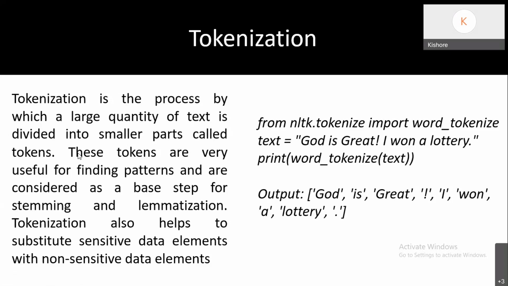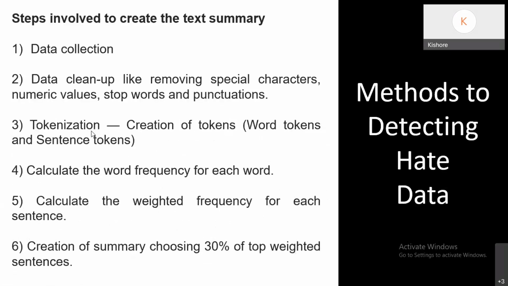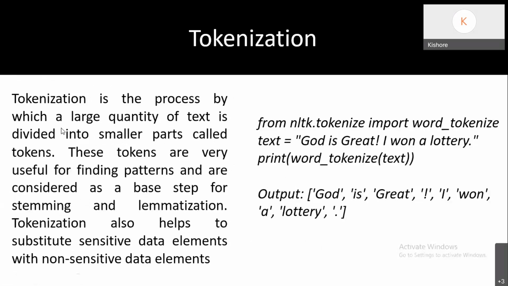We are in the third step of our process. The first step is data collection, the second step is data cleaning, and the third step is tokenization. In order to understand tokenization, you need to understand the theory as well as the mathematics behind it. There is not much mathematics, but you need to understand the theory. Tokenization is a process by which a large quantity of text is divided into smaller parts called tokens.